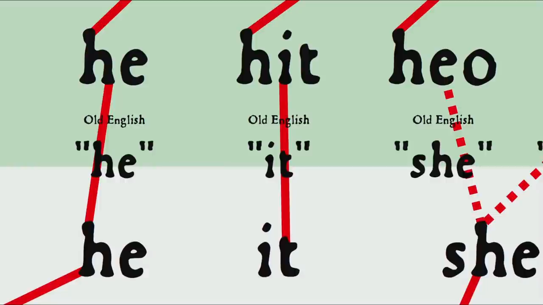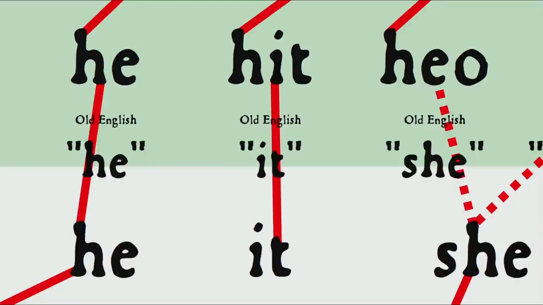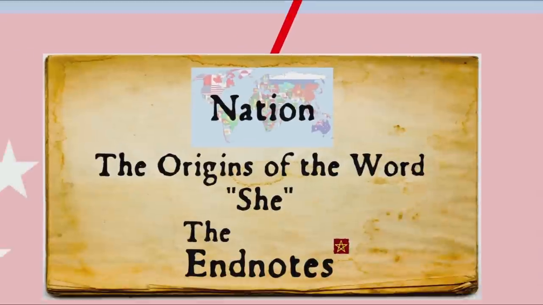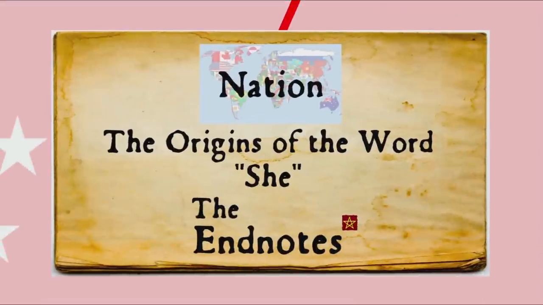Well, there are a number of theories, but no real consensus. Either there's an unusual sound shift that changed hēo to she, or somehow she came from the feminine form of the definite article sēo, or it's something else entirely. Each of these theories has its benefits and drawbacks, and the exact origin of she remains a puzzle. But if you want a fuller explanation, you can watch the brief endnote video linked in the description.